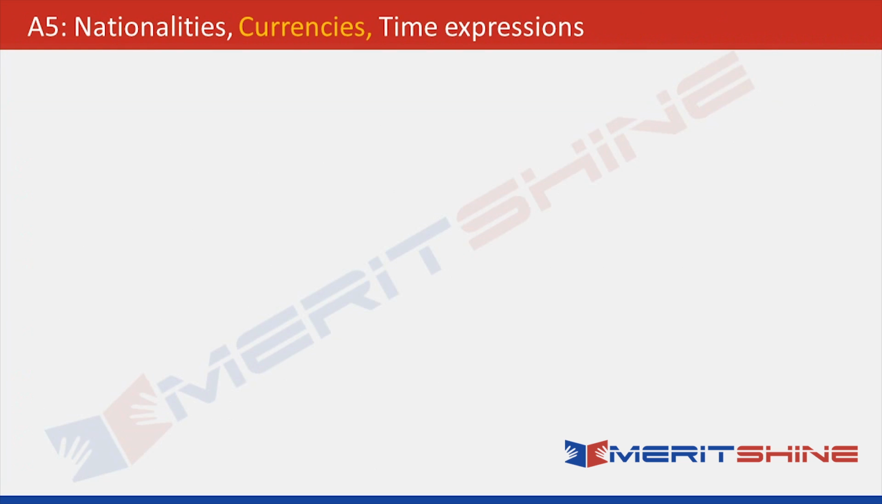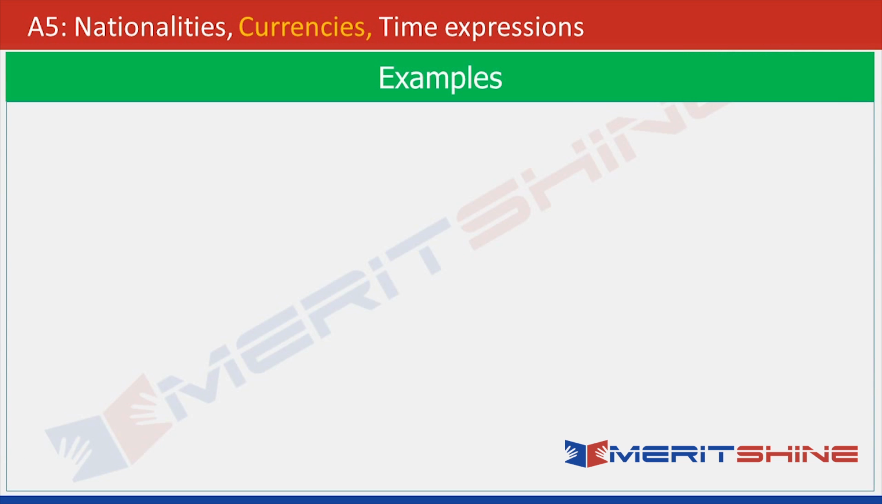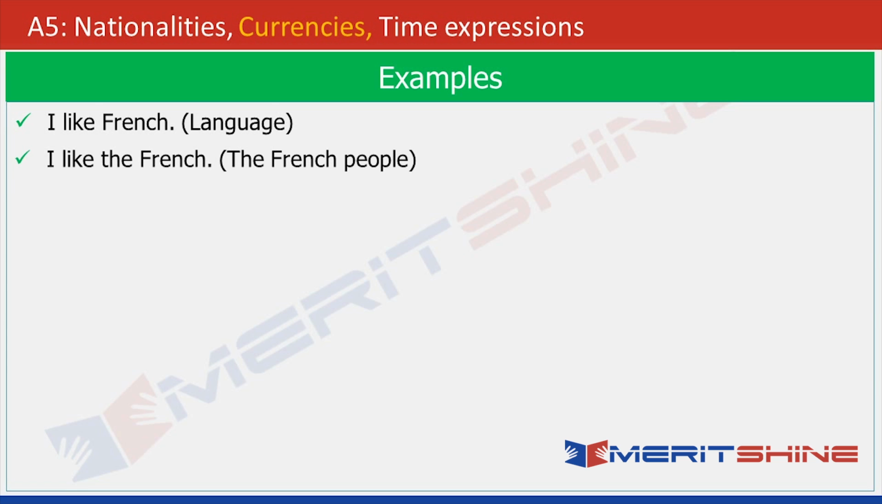In the case A5, we have the names of nationalities, currencies, along with some time expressions. The names of nationalities take the article the. When we say I like French, it indicates the language. When we say I like the French, it means the French people.